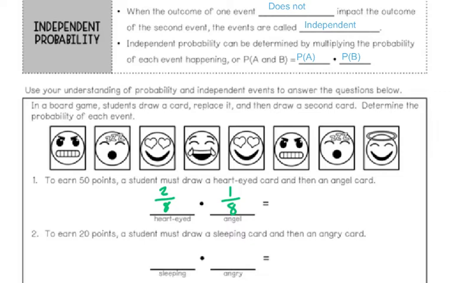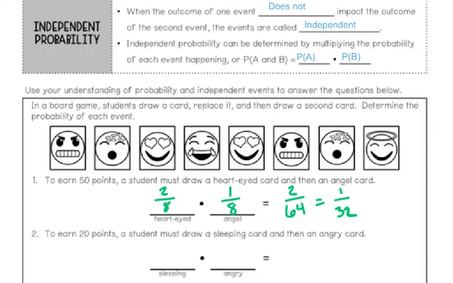Now we find the probability of this event occurring by multiplying these two fractions. 2 times 1 is 2, 8 times 8 is 64. This fraction can be reduced though, since 2 and 64 are both even. I can divide by 2 and end up with 1 out of 32. So there is a 1 out of 32 chance that I will draw a heart-eyed card and then an angel card.